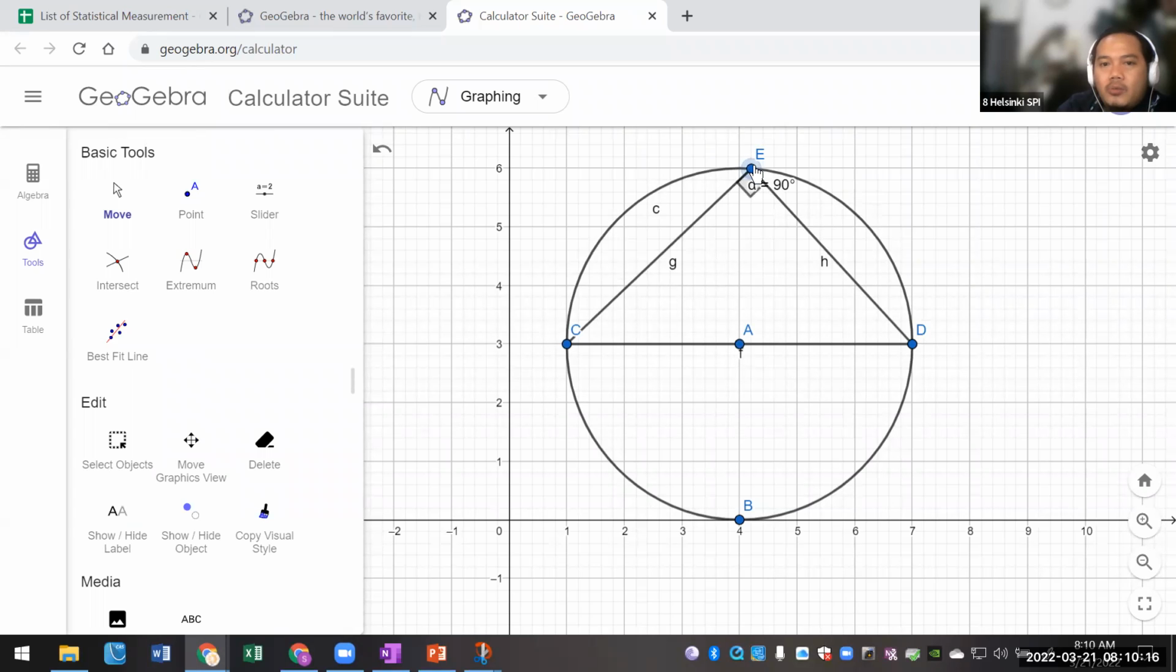So whenever you have a diameter and you have a triangle in which one of the sides is the diameter, the inscribed angle will always be 90 degrees. So no matter where I go here.